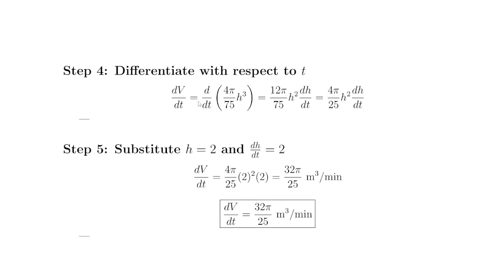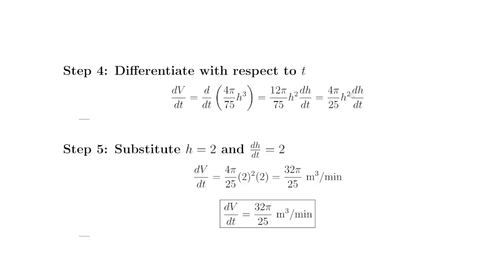Now, we want to take the derivative with respect to t. So we're going to take the derivative of 4 pi over 75 h cubed with respect to t. We first take the derivative normally. So we bring down the power 3, multiply by 4 pi over 75 to get 12 pi over 75 times h squared. And then we take the derivative of h with respect to t.